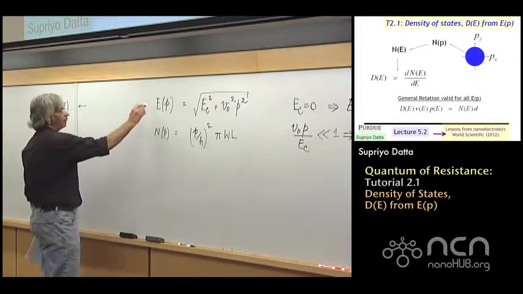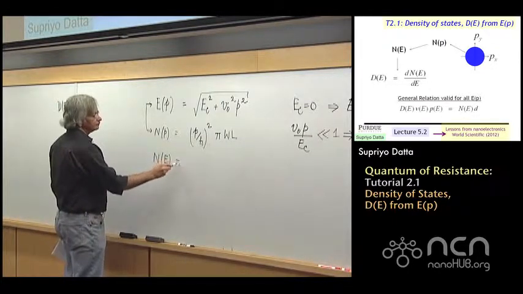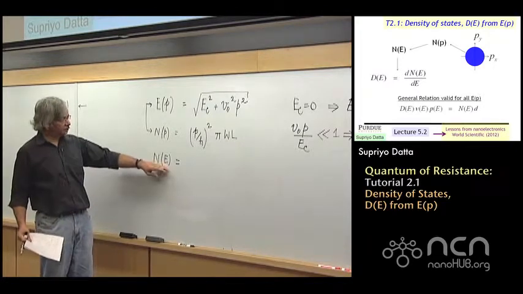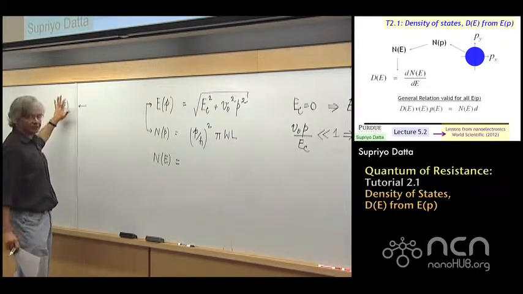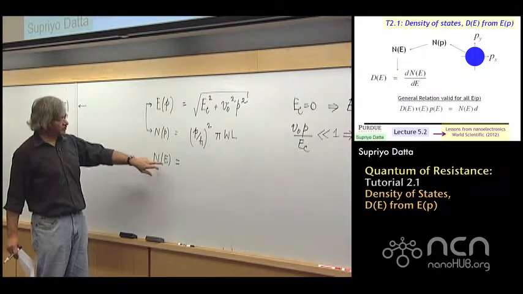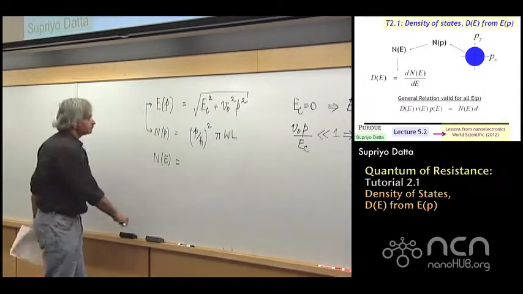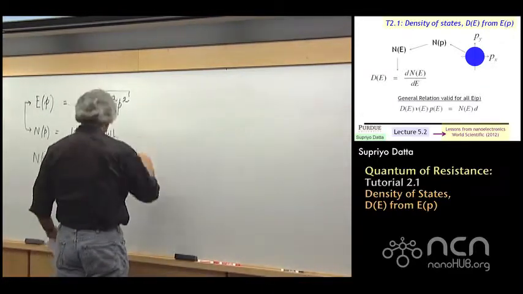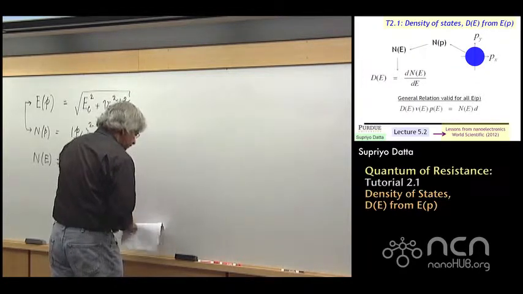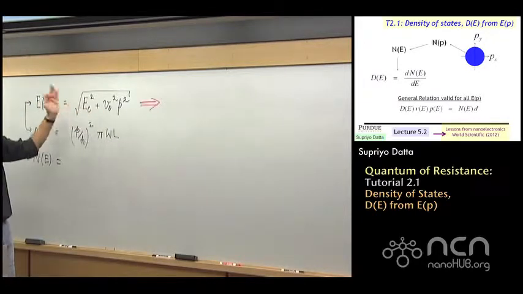Now the next step is to combine those two things to get an expression for n of e. If you do that, then what you'd have is the total number of states up to a given value of energy. And if you take the derivative of that, that's how you'd get the density of states. So to get n as a function of e, what we need to do is replace the p here in terms of e. So I need to turn this one around. This is e as a function of p. I need to turn it around so I can express p as a function of e. And then I can replace this p with it.